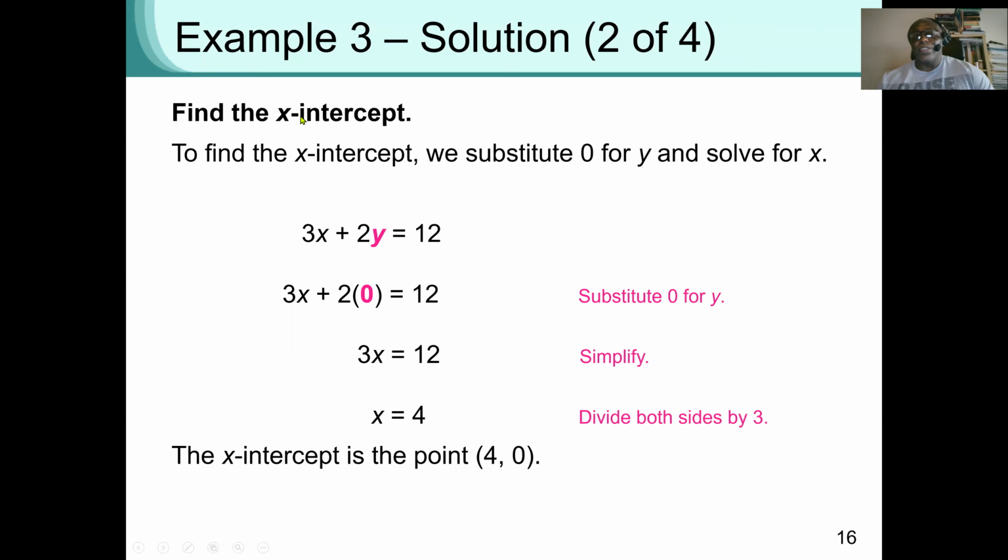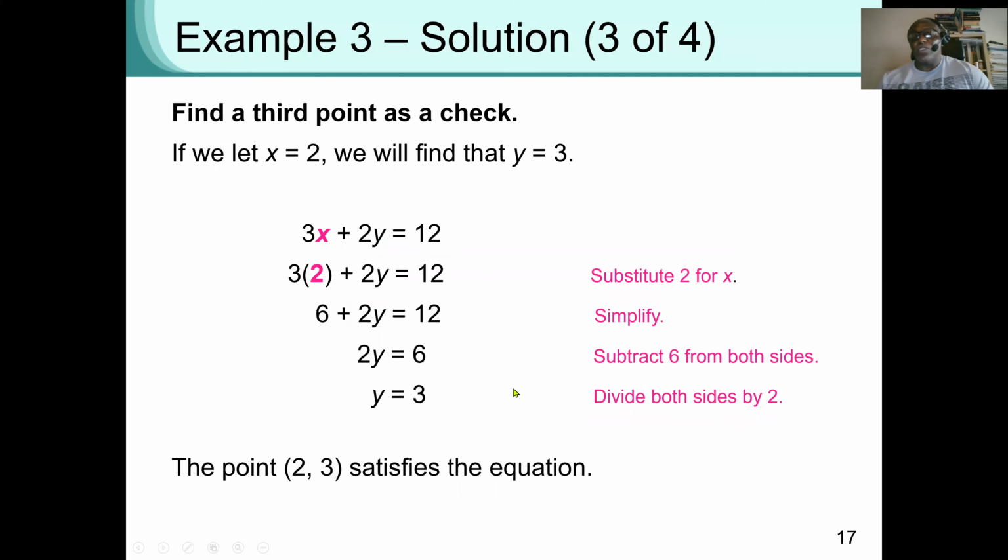Now to find the x-intercept, we have 3x plus 2y equals 12 again. This time y is 0 and we look for x. So we get 3x equals 12 and x will give us 12 divided by 3, which will give us 4. So our x-intercept will be (4, 0). Now I have 2 points. If I have these 2 points, I can easily plot it.